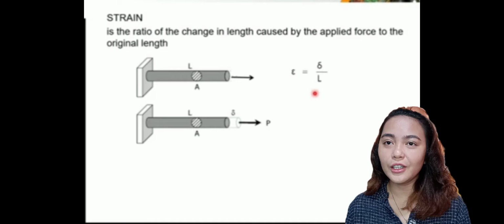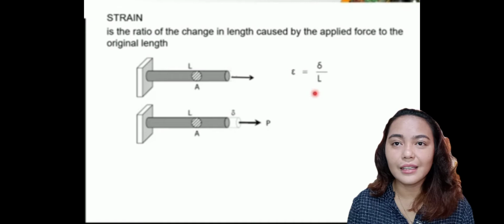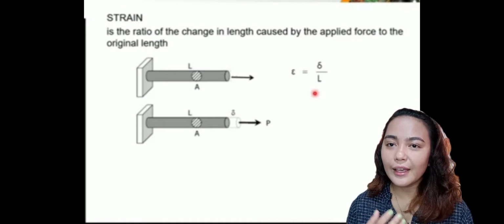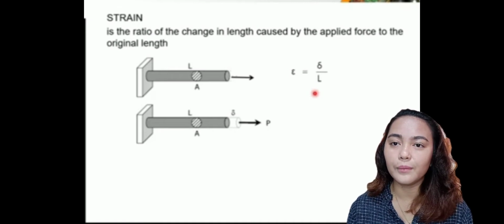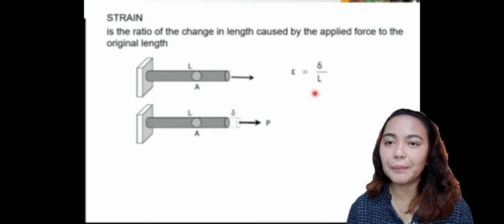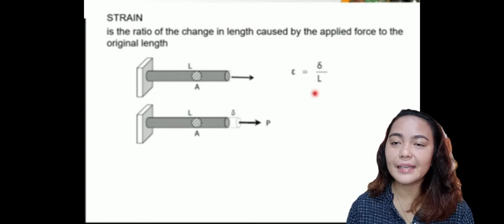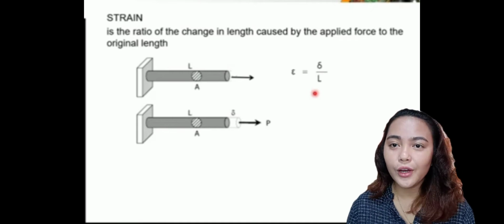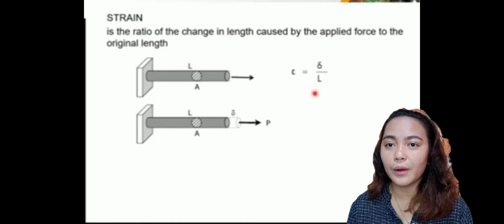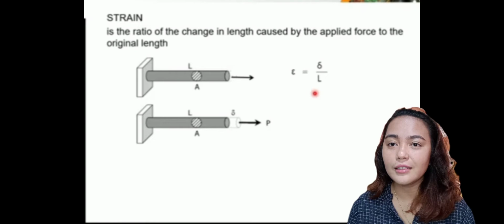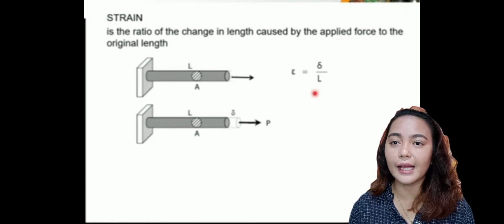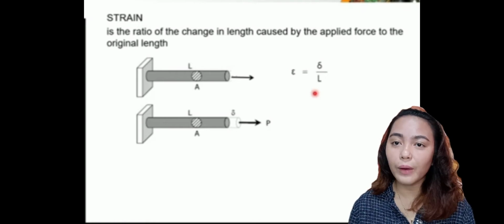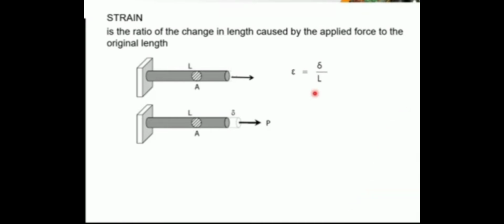We denote the strain as epsilon, delta as the change in length, and L as the length. So, wala tayong specific na unit para dito. Unitless siya. So, nakadepende ang unit natin sa magiging tanong or ano yung given units sa problem. It can be meter, centimeter, inches, like that. So, nakadepende talaga sa problem kung ano yung magiging unit natin.